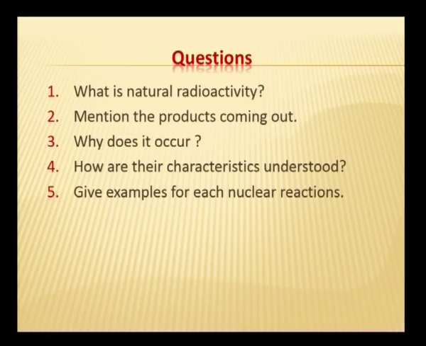The questions are the following: what is natural radioactivity? Mention the products coming out. Why does it occur? How are their characteristics understood? The last question being, give examples for each nuclear reaction. With this we come to the end of the lecture. The remaining things which we have to discuss with regard to beta particles and gamma radiations will be taken up in the next lecture.